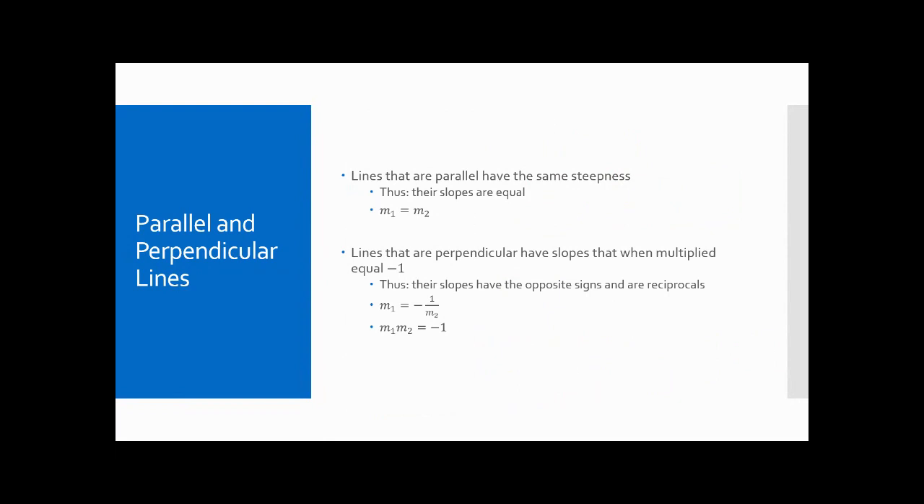Now, if you have lines that are perpendicular, then their slopes multiply to -1. So their slopes are opposite in sign, and they are reciprocals. So there are 2 ways you can think of it. You can think that the slope of one of them is equal to -1 over the second one, or if you multiply the 2 slopes together, they give you -1. If 2 lines are not parallel and they're not perpendicular, then we just say they are neither. We don't have a special name for that.